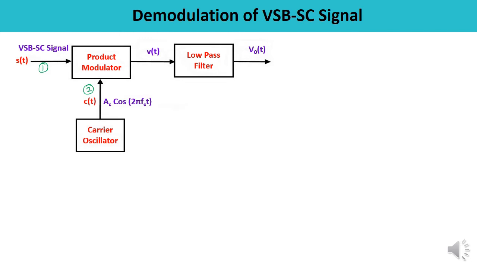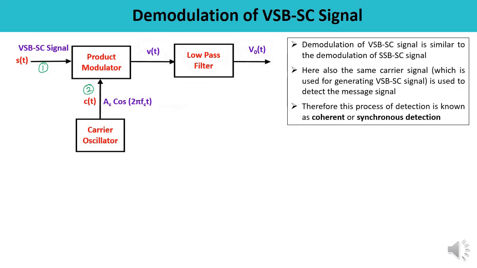The output of the product modulator, denoted by v(t), is passed through the low pass filter, and at the output we get v0(t), meaning we get the original signal, the message signal or the baseband signal. So after passing it through the low pass filter, you will be able to get it. This demodulation is very similar to the demodulation of SSB-SC, and the same carrier signal is used to detect the message signal. You must remember this; this process of detection is known as coherent or synchronous detection.